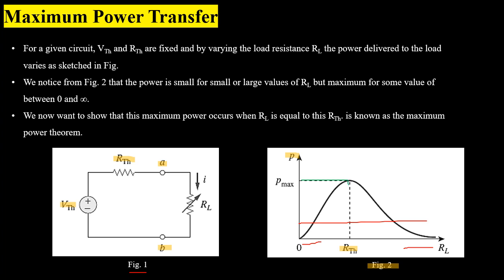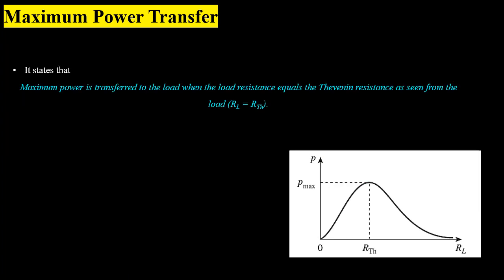So in a practical application, if you want maximum power to be delivered, then you must know the internal losses and can easily find a condition under which maximum power will be delivered to the load. So the theorem states that the maximum power is transferred to the load when the load resistance is equal to the Thevenin resistance, as seen from the load.